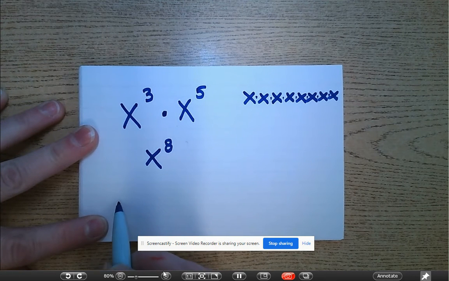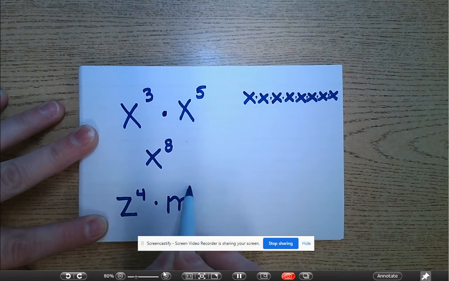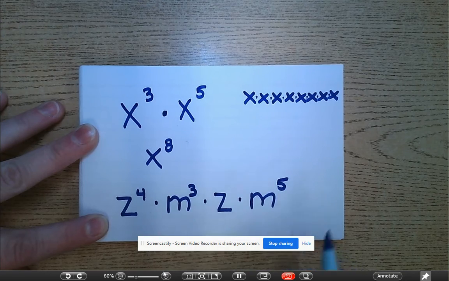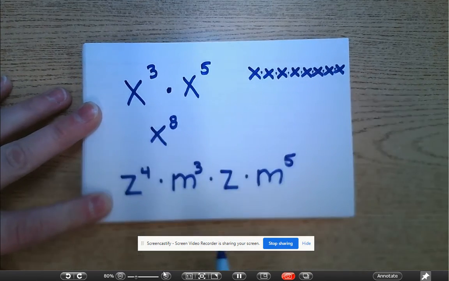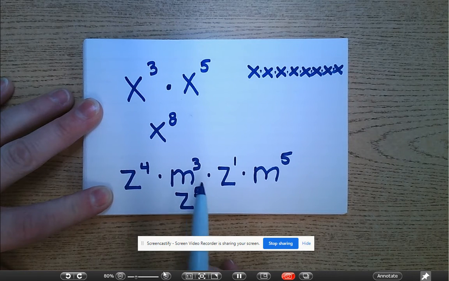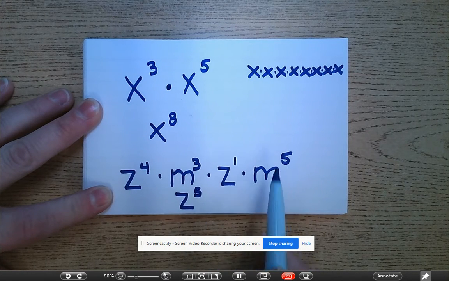If you had z to the fourth times m to the third multiplied by z multiplied by m to the fifth, you would simply add the exponents of the variables that are the same base. So a z to the fourth and a z to the, well, there's no exponent here, so that acts like a 1. So z to the fourth times z to the first, we would simply add the exponents 4 and 1, and we would get z to the fifth. M to the third times m to the fifth, we would add those exponents 3 plus 5 and get m to the eighth.